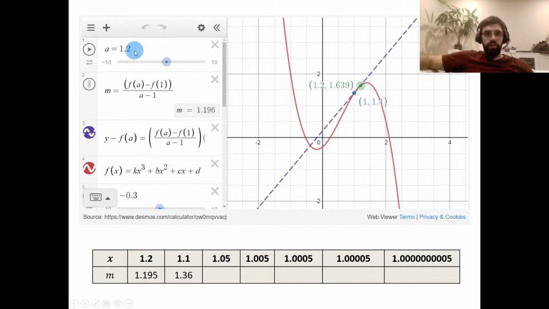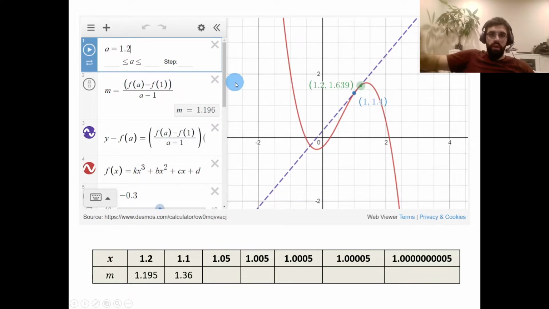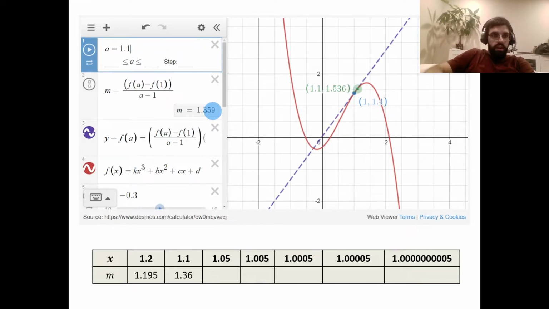So here's a graph we can play with. It's got our slope formula, it's got our slope. We've got the equation for our secant line. We've got the equation for the function we're graphing, the x cubed function. And we're just going to take a, and we're going to make it arbitrarily close. So if 1.2 is a, we get a slope of 1.196. If a is 1.1, we get a slope of 1.36.